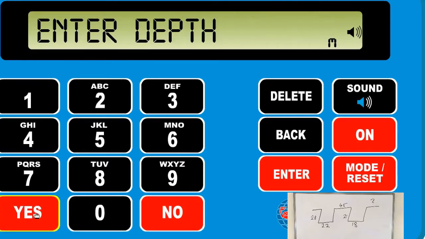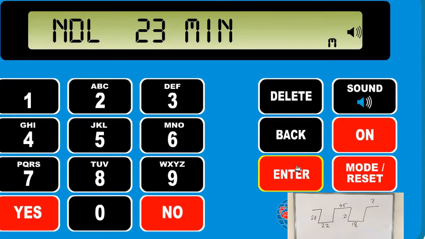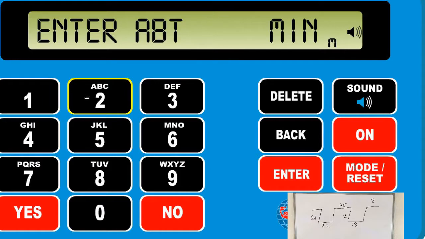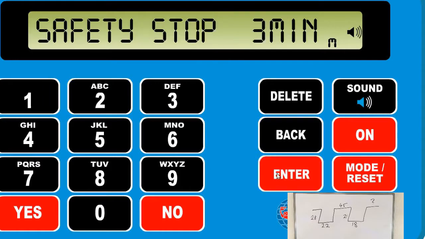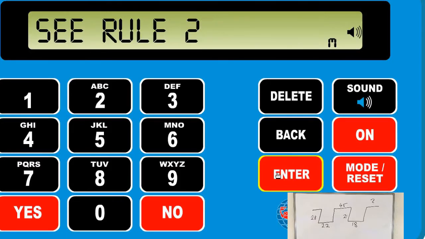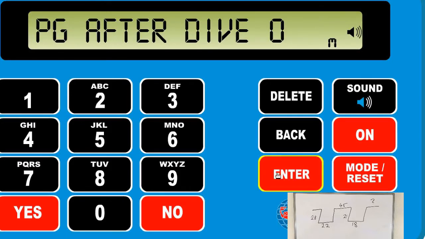Here it says enter the depth. Well, the first depth we've got is 28 meters. So put 28 in, and then we can accept it with enter. It tells us very kindly that our no decompression limit is 23 minutes, but we're only going to go for 22. So we can press enter to accept it, press 22, press enter. It's now telling us that we need to do a safety stop at 3 meters. That's fine, so we accept that.